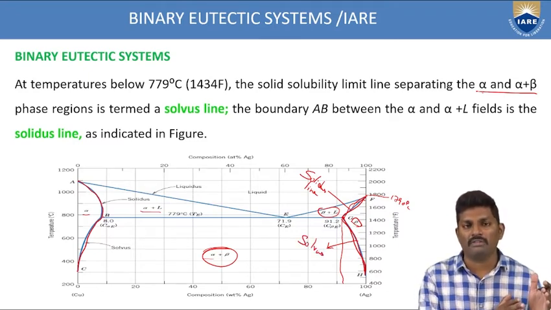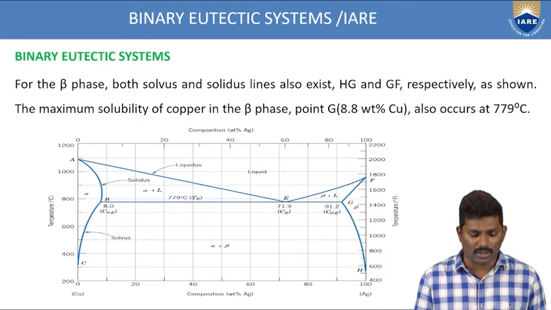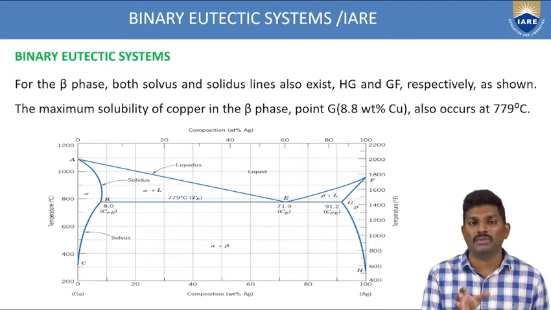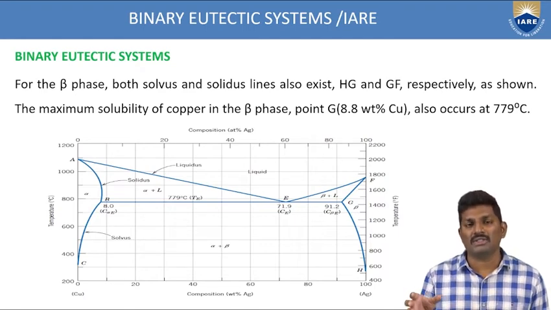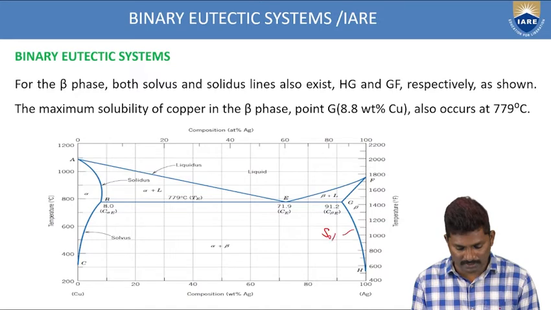Okay, so for both the phases, alpha phase and beta phase, we have solvus lines as well as solidus lines. Like this, you have to identify. Coming to this beta phase, both solvus and solidus lines exist. It has to exist. Why? Because it is separating the two zones. The boundaries which are separating the two zones are called the solvus as well as solidus lines. So here also we have HG as the solvus line and GF as the solidus line.